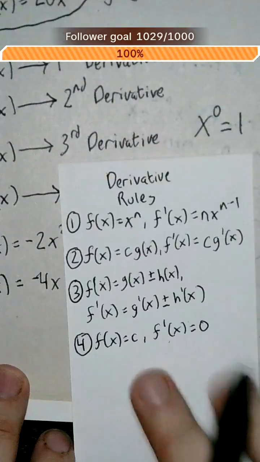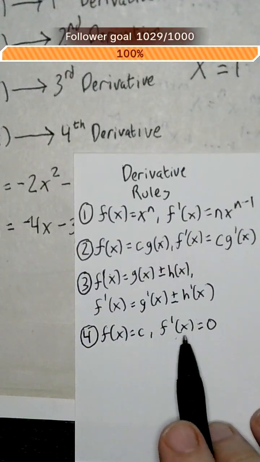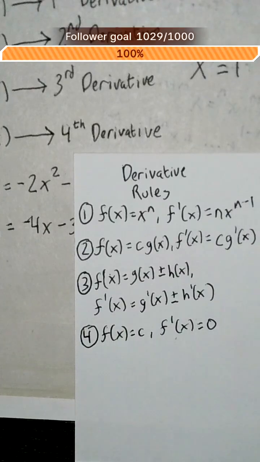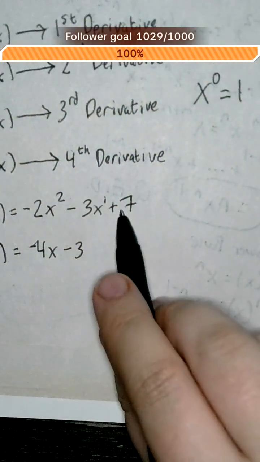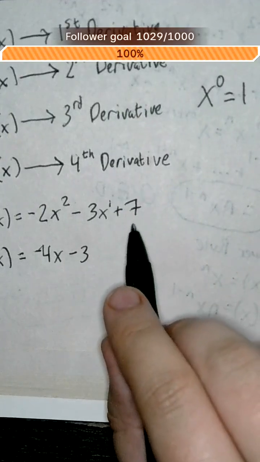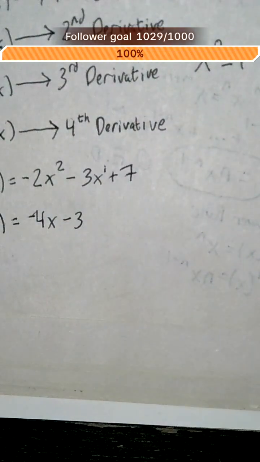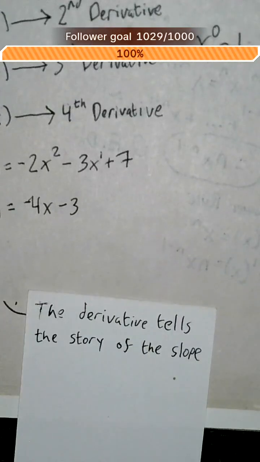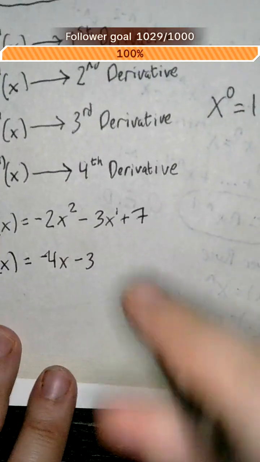So remember, if we look at rule 4, if f of x equals a constant, then its derivative is going to be 0. So here, the derivative of 7 is 0, because we agree that 7 is a constant, so its derivative is 0. Because the derivative, what does it do? The derivative tells the story of the slope. So that is our derivative.